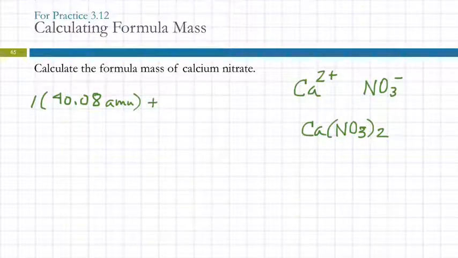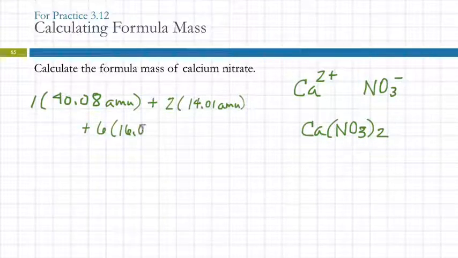And then how many nitrogens are in this formula? 2. Because we have 2 of these bundle packs, and each of those packages has 1 nitrogen. So we have a total of 2 nitrogens, and then we look up the average mass of nitrogen, which is 14.01 atomic mass units. How many oxygens? 6. So I didn't plan this well. Plus 6, and the average mass of oxygen is 16 atomic mass units.